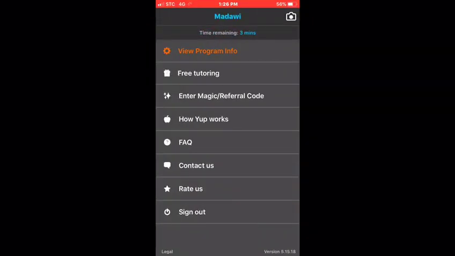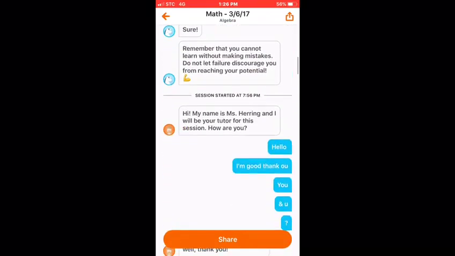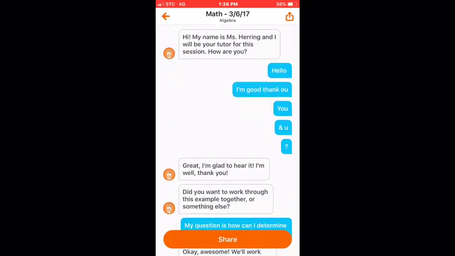Before you are connected to the tutor, it depends on the minutes that you have. For instance, I have only 3 minutes remaining, so I can only stay with the tutor for 3 minutes, but you can last for hours and hours if you bought minutes. So I'm going to log to my history where I requested a math tutor. I send them the picture, and after that I get a tutor who starts to introduce themselves.